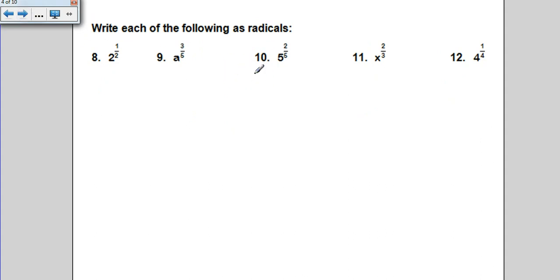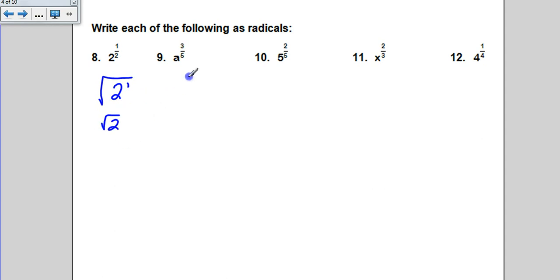Now here we're going to take that property and go in reverse. So we need to identify who's the base, who's the root number, who's the exponent. So here on number 8, our base is a 2, and the root number is the denominator, so it's a square root. Now if you just write a square root symbol like this, you don't have to put a little 2 in the corner. If you do, that's fine, it's just not necessary. And then again, the first power is also not necessary because we always assume a first power. So the answer of square root of 2 written like this would be perfect.